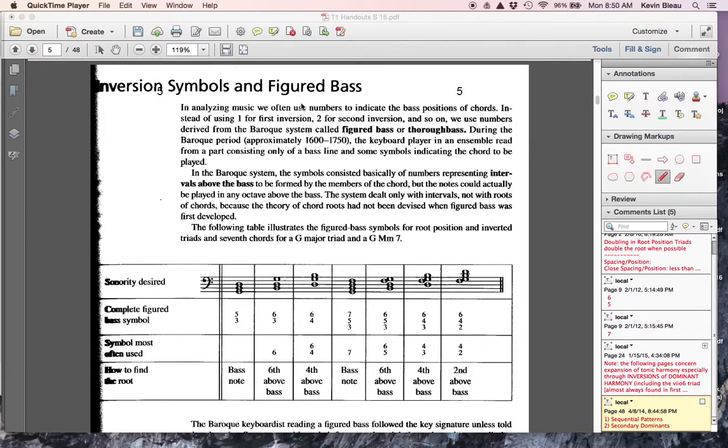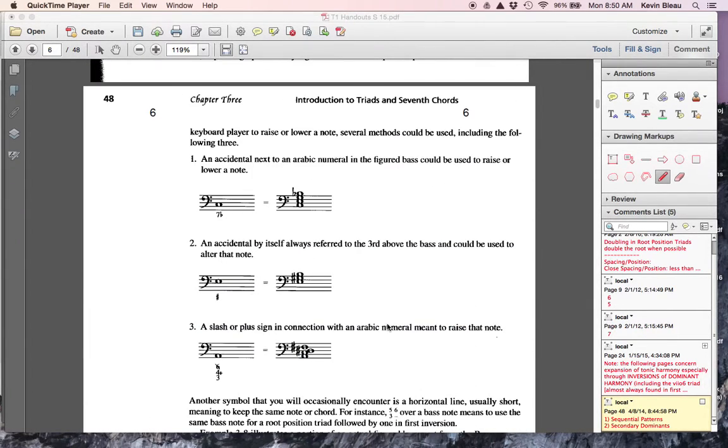Hello, traditional harmony. I wanted to do a little podcast about figured bass and inversion symbols. What is a figured bass? Well, take a look down here.